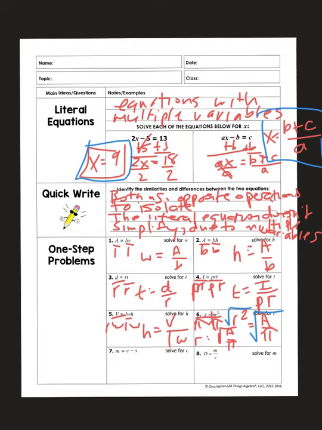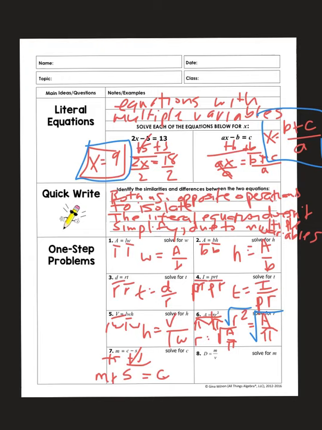Okay. Number 7, solve for c. Well, we got to get rid of negative s. How to get rid of negative s? Add s to both sides. S cancels out. C equals m plus s.